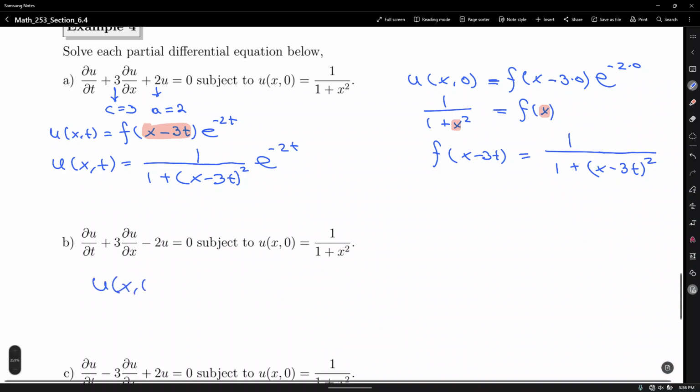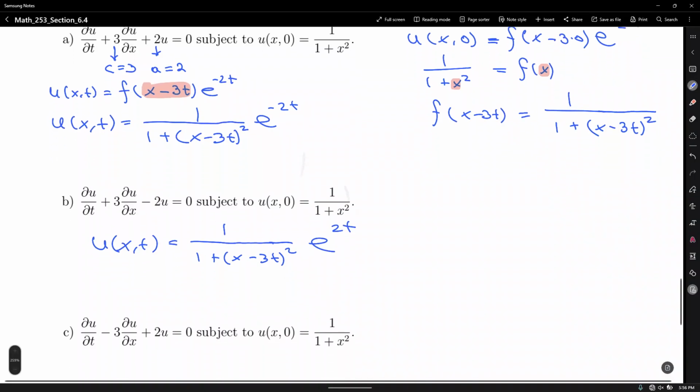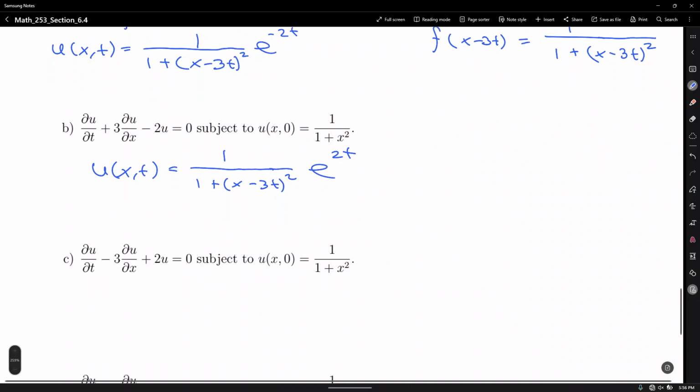So u of x,t equals to 1 over 1 plus x also minus 3t, right? Squared. But what about, in this case, e to the positive 2t? Okay, this is positive this time. All right, letter C. Letter C. That's u of x,t equals to, what is it? 1 over 1 plus x. Okay, here is negative, goes to positive 3t, squared, e to the negative 2t.